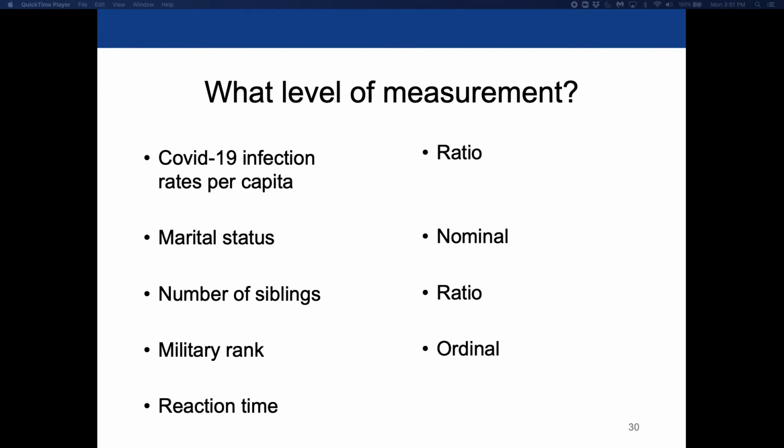All right, what about reaction time? What if I'm some sadistic researcher who likes to poke people with a stick and measure how long it takes for them to say ow? That's what I'm studying. We would probably measure it in seconds. Okay, so we have seconds. We know that each second is equally spaced apart from each other second.